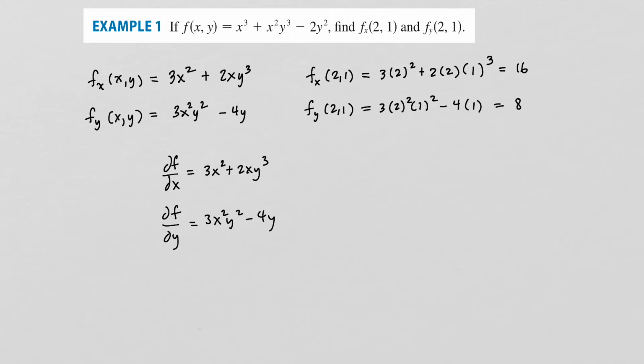Now in terms of the last part of this, if I were using this notation, what I would write is the partial derivative of f with respect to x evaluated at the point (2, 1) is equal to 16, and the partial derivative of f with respect to y evaluated at the point (2, 1) is equal to 8. So you will find, I think, that this notation is a little bit more convenient than this notation, but truth be told, we should be familiar with all the different types of notations that we might see.